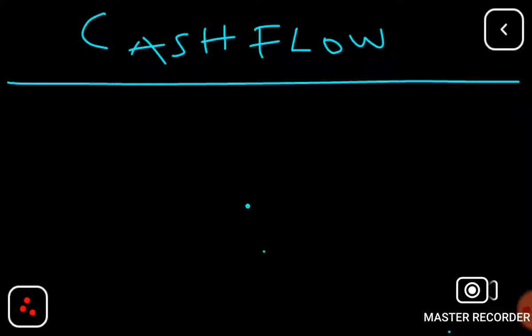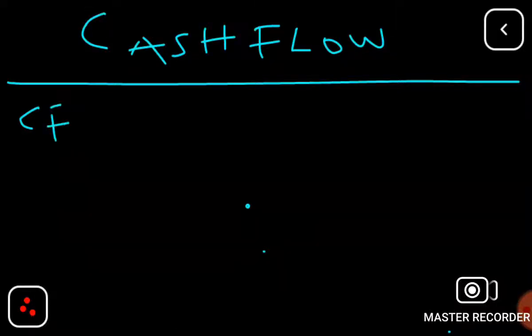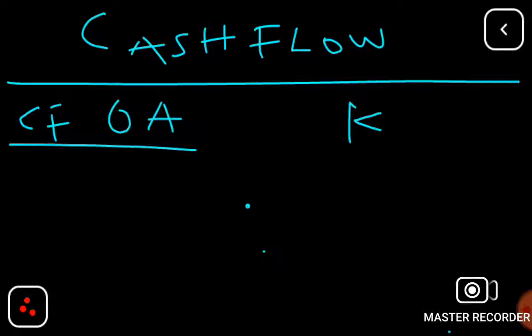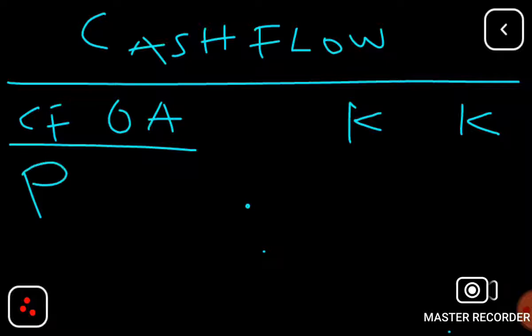So the first thing that we said is the operating activity. So just write CF, cash flow from operating activities. Then we have a K and K. Now here we need to calculate our profit. You must write this in full when answering a question: profit before interest and tax.